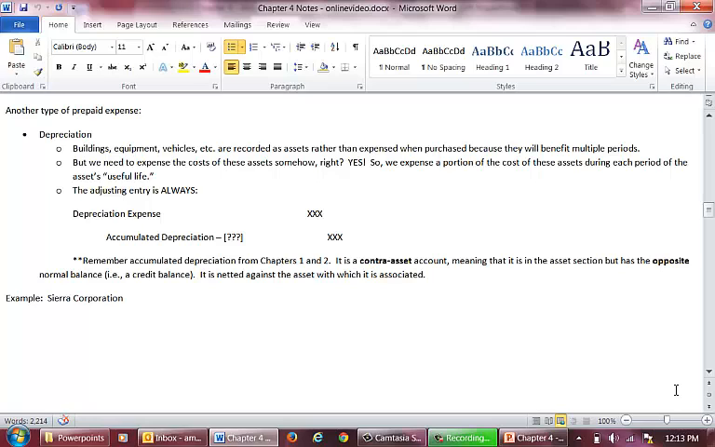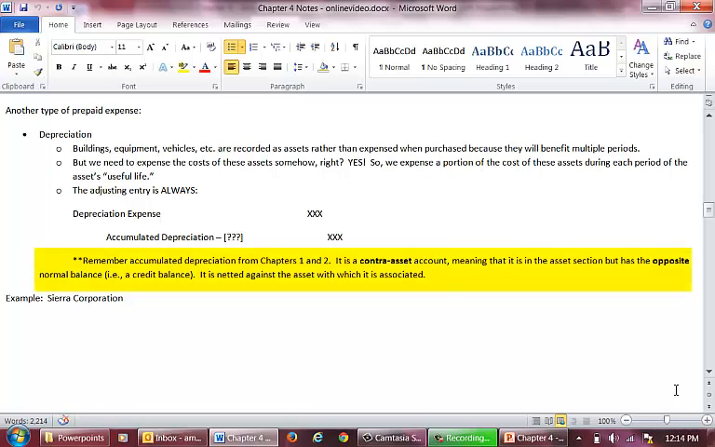Now let's talk about a special type of deferral, which is depreciation. Fixed assets such as buildings and equipment are recorded as assets rather than expensed when purchased because they will benefit multiple periods. However, we must expense the cost of the assets except for land. We will expense a portion of the asset's cost over the time period that the company expects to use it, which is known as its useful life. We expense it through what's called depreciation. The entry to record depreciation is always a debit to depreciation expense and a credit to accumulated depreciation, whatever it is you are depreciating.